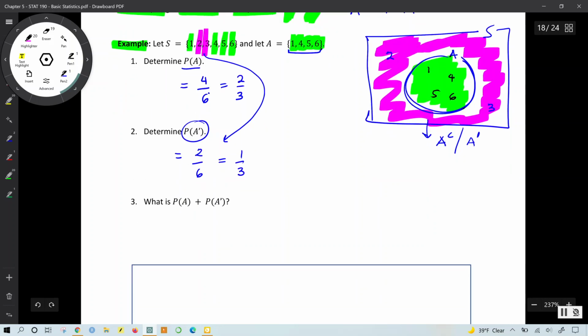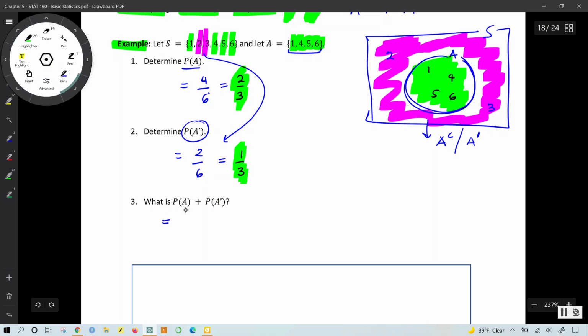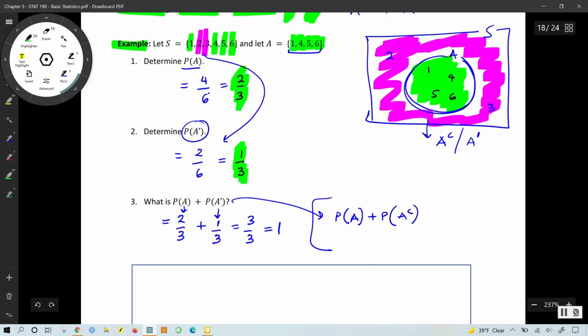Then, using the answer we got in part A, which is 2 over 3 for probability of A, and probability of A prime, or probability of the complement of A, is 1 over 3. It means that in part 3, we are required to find probability of A, which was 2 over 3, plus probability of A prime, which is 1 over 3. That will give 3 over 3, which is equal to 1. So we realize that probability of an event A plus probability of the complement of event A will always give us 1.